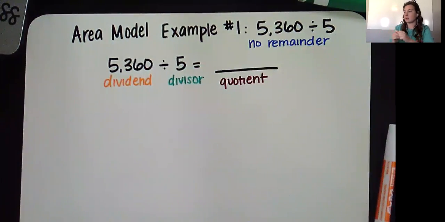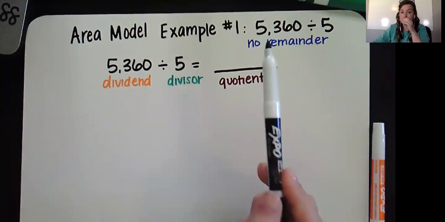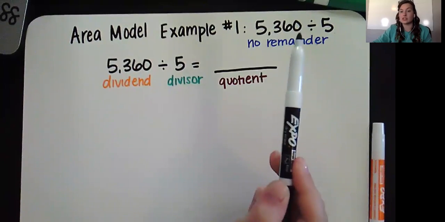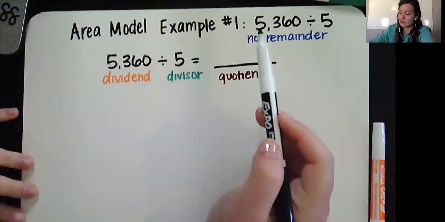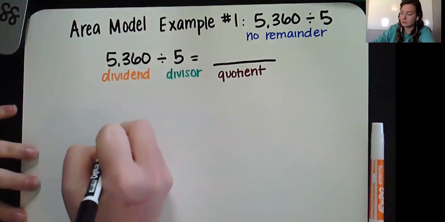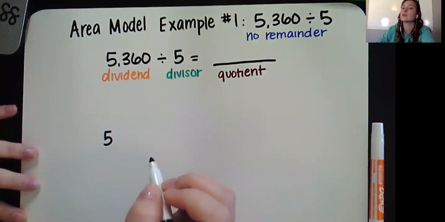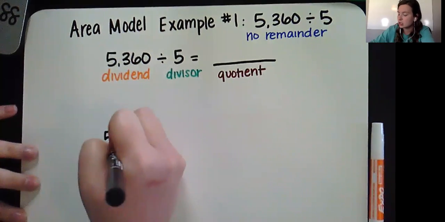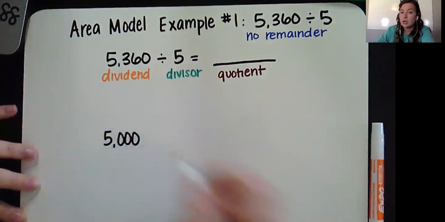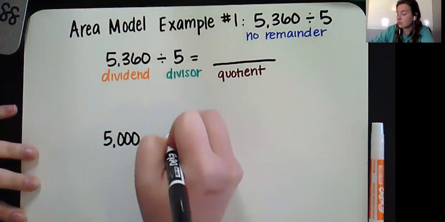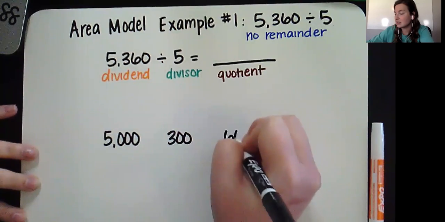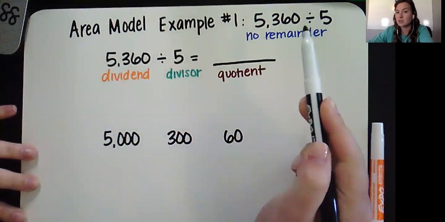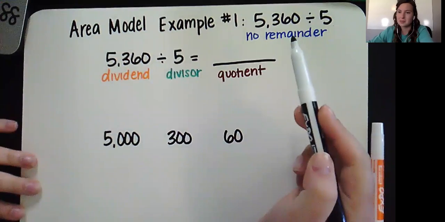So here's how this works for the area model. We are going to separate 5,360 into its different place values. So that 5 is worth 500. No, that 5 is worth 5,000. Good catch, Ms. Willis. The 3 is worth 300. The 6 is 60. And the 0 is worth 0. So I'm not even going to bother putting it in right now.